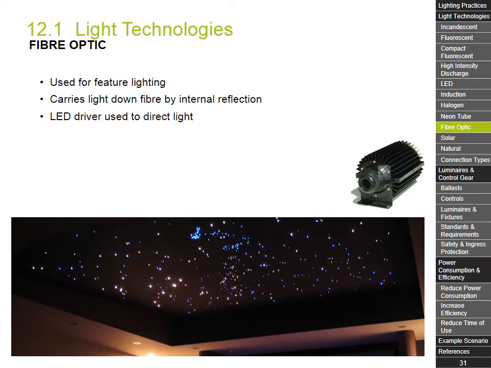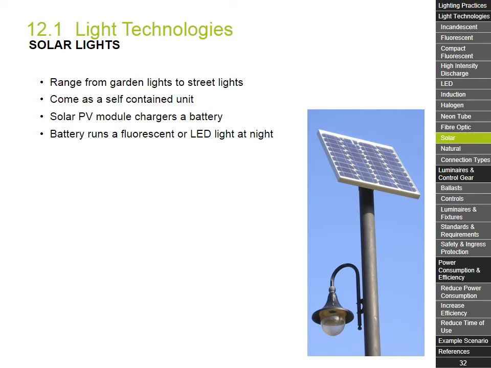Fiber optic lighting is used for feature lighting such as the case shown in this image where the roof has been transformed to look like the night sky. An LED driver is used to direct the light down the optical fibers. Solar lamps usually come as a self-contained unit, which is basically comprised of a solar photovoltaic panel, rechargeable battery, and LED or fluorescent light. They range from smaller garden lights to street lights and are extremely advantageous in situations where grid power has not been run to the light.